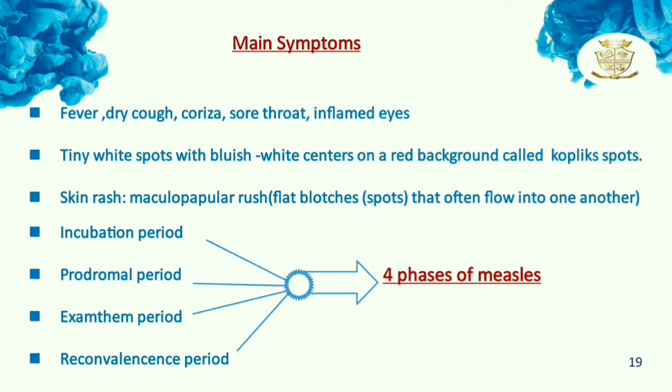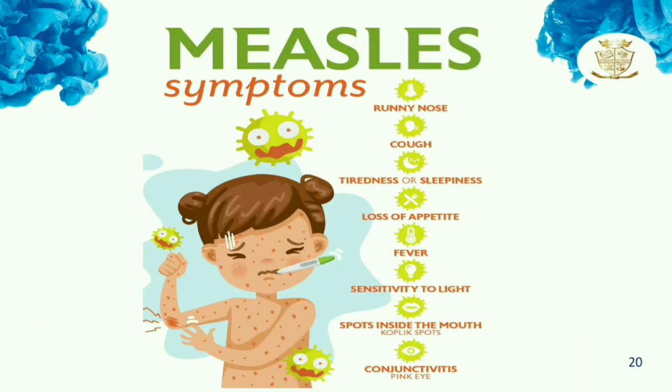The main symptoms of measles are fever, dry cough, coryza, sore throat and inflamed eyes, tiny white spots with bluish white centers on a red background called Koplik spots, and a maculopapular skin rash. Measles has 4 main phases: the incubation period, prodromal period, exanthem period and convalescence period.